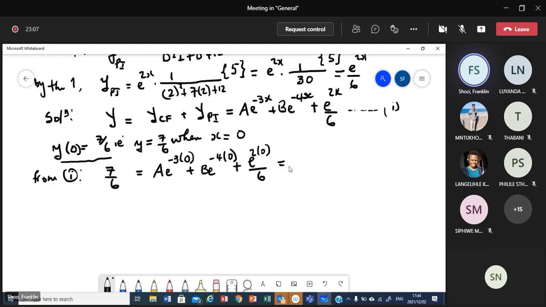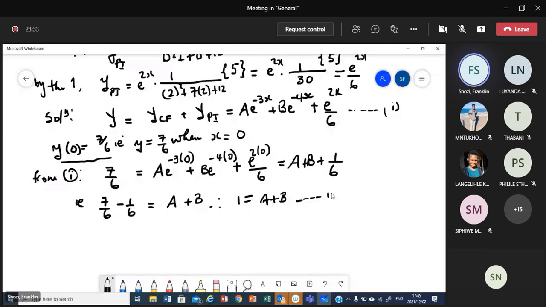You can see this becomes 1a plus b plus 1 over 6. Mind you, everything is equal to 7 over 6. Transpose: 7 over 6 minus 1 over 6 is equal to a plus b. This is 6 over 6, which is just 1. Therefore, 1 is a plus b. I call this equation 2. Equation 2 comes from y is 7 over 6 when x is 0.